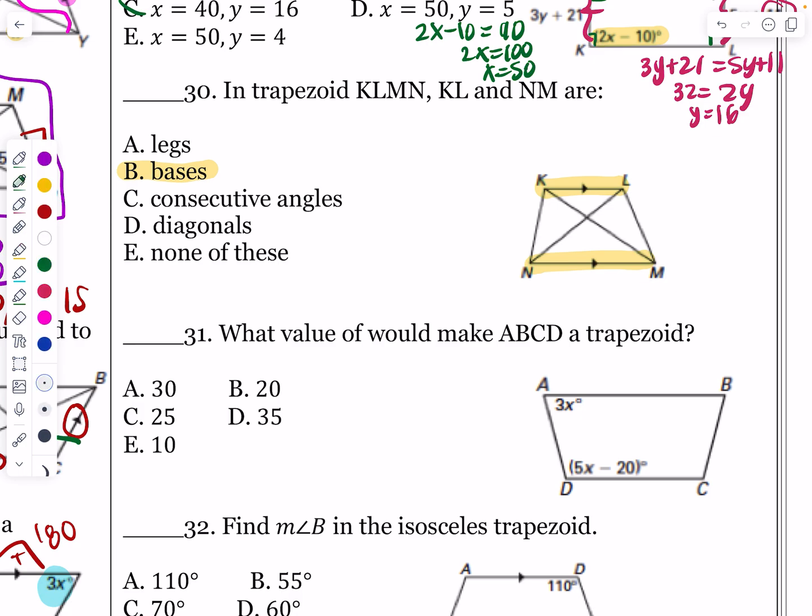So we're going to go ahead and cross that one out because those are not angles. Those are not diagonals either, so it's not going to be none of these. It's going to be B, which is just going to be bases. Those are the parallel sides. Those are my bases in that shape.